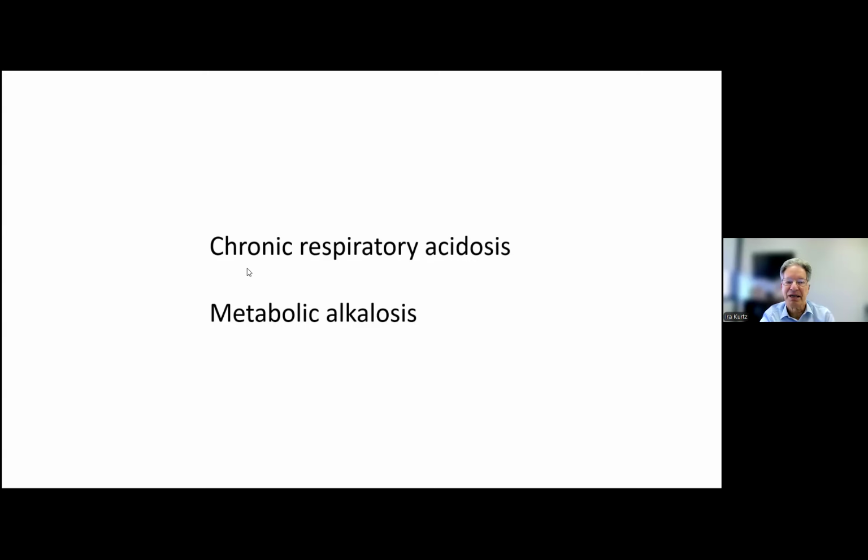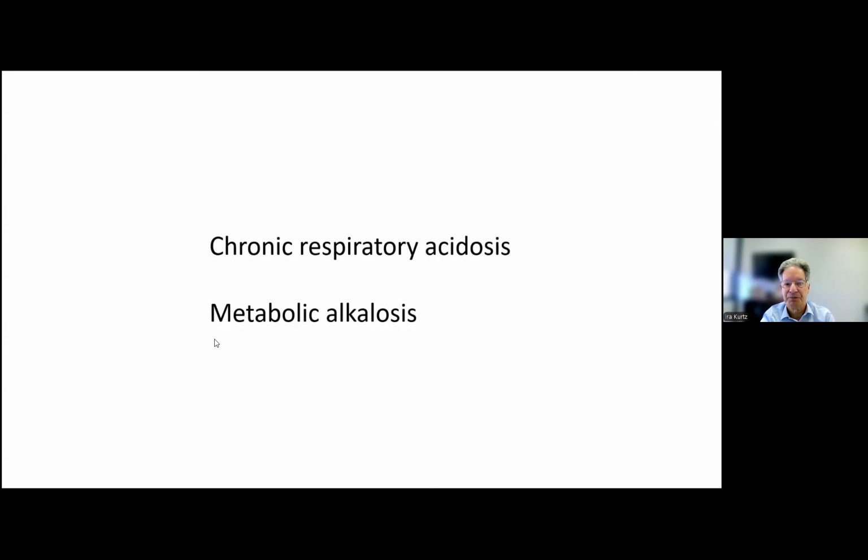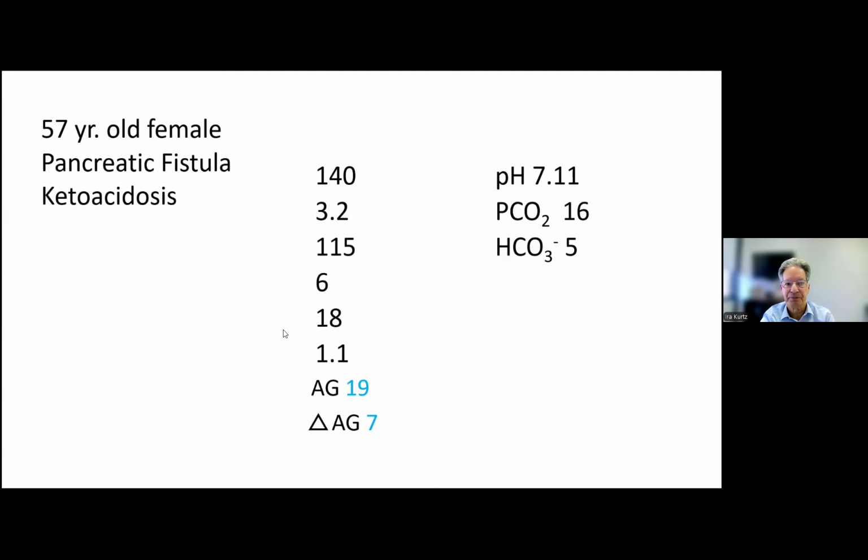So it's a patient with COPD where the bicarb has an expected change of 10 to 3.5, and the bicarb went up higher than that expectation. So we can diagnose a metabolic alkalosis, especially with the patient on Lasix. We have clinical causes. Always backtrack and try to find the clinical cause of what your hypothesis is. Or we could have two categories of the same metabolic disorder.